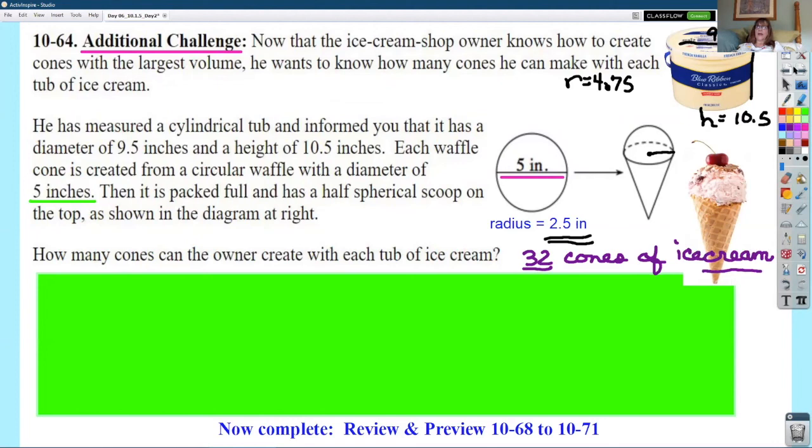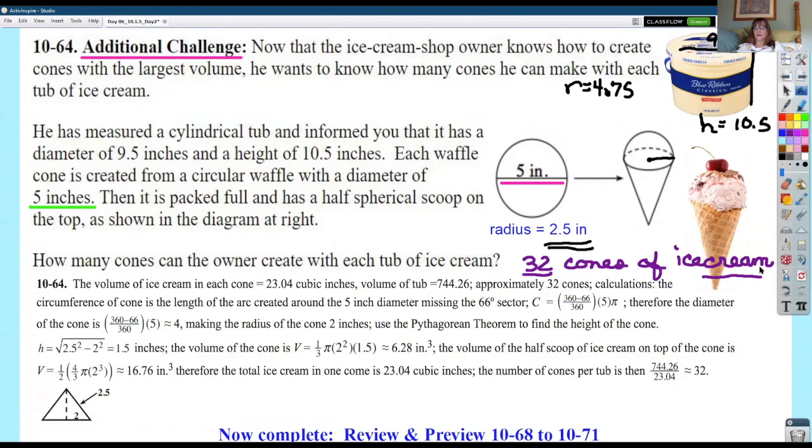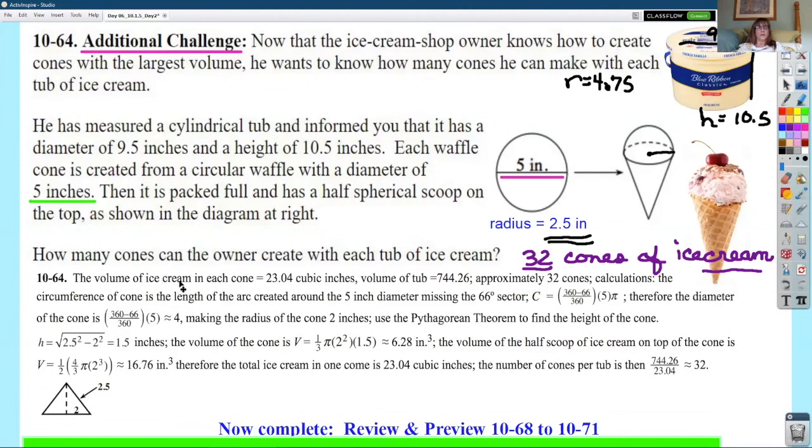Quite complicated. Now, I'm going to remove this. If you'd like to look at this here in writing, it shows that the volume of the ice cream in each cone is 23.04 cubic inches. And we showed you how to do that. You can always go back and look. And then the volume of the tub is 744.26 cubic inches of ice cream. And again, you can always go back and look. So that means that if you take this number here, 744.26, and divide by 23.04, you get 32 cones.